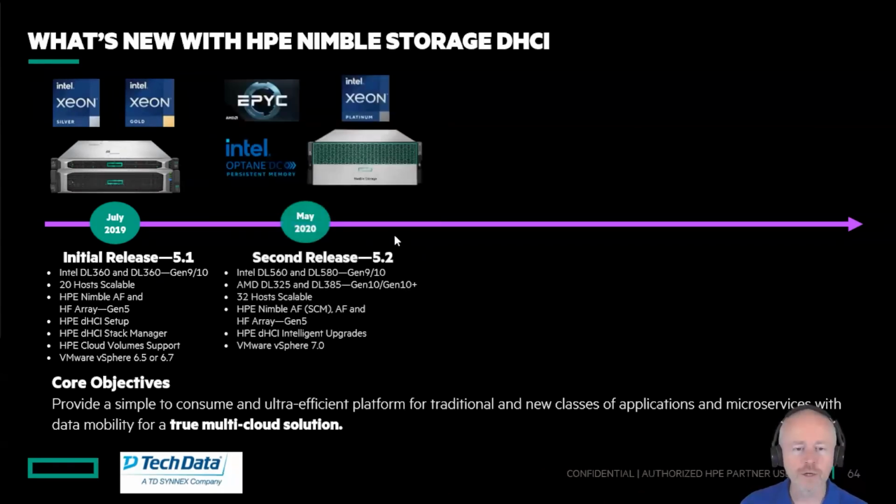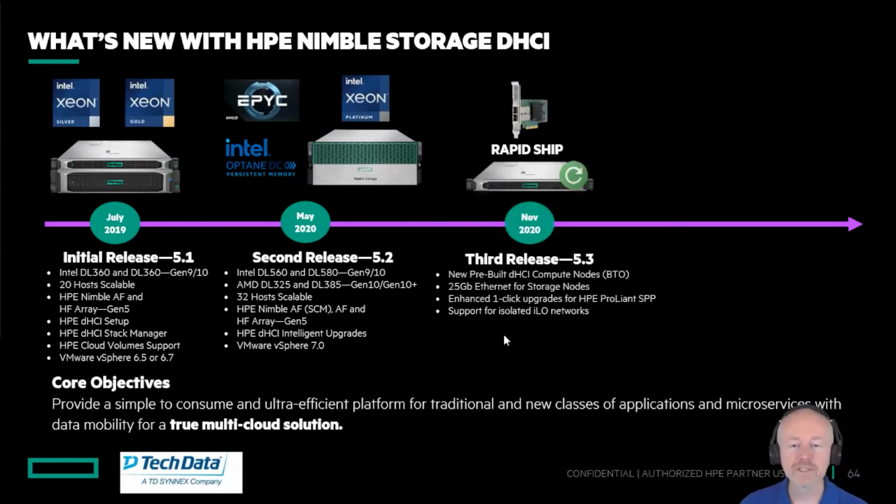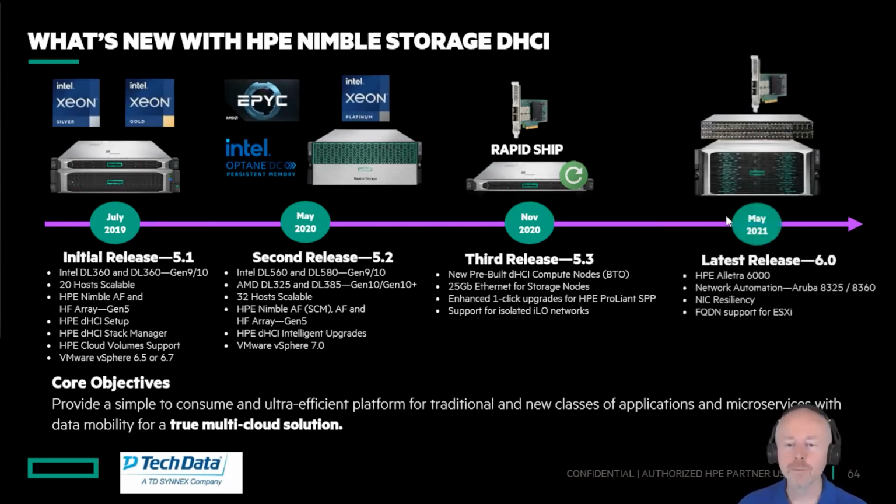Meanwhile, of course, there are updates. Meanwhile, we support the DL560 and DL580 as well, and also the AMD models with the DL325 and the DL385. The number of hosts supported is higher. VMware vSphere 7 is supported. There's a third release with more integrations, 25 gigabit support, enhanced one-click upgrades. And now with the latest release, we support Electra 6000 as well.